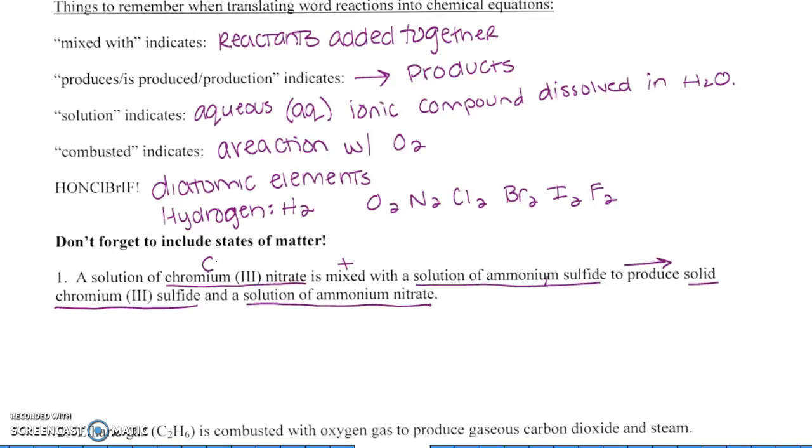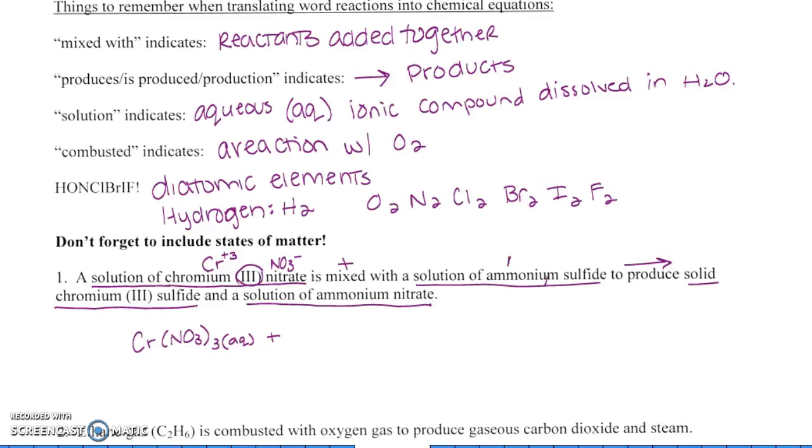We know that chromium is Cr, and this Roman numeral 3 indicates the charge of chromium is +3. Nitrate, NO3 minus, one of our polyatomic ions, has a charge of -1. So I know that for every +3 charge, you need 3 -1 charges. So we're going to end up with Cr(NO3)3. And we know it's a solution, so it's going to be aqueous. If it's mixed with something, we are going to add them together.